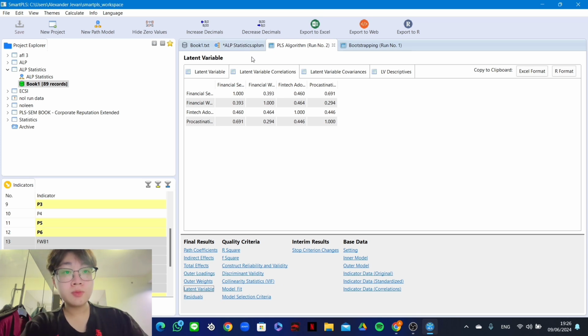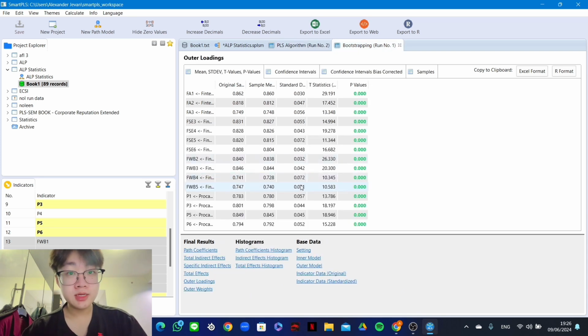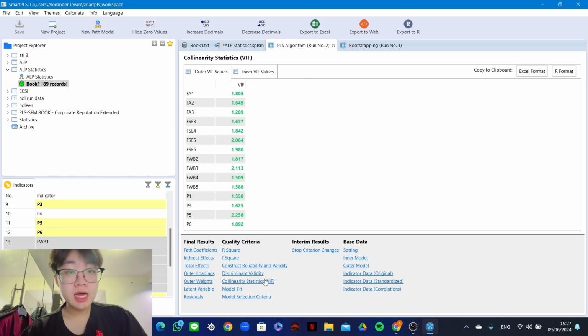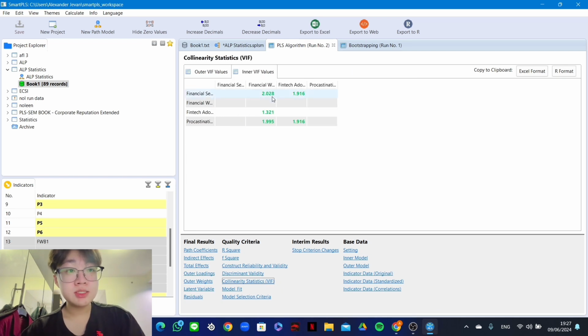Next, after doing the outer model, we need to conduct the inner model test. So the first one, we need to analyze the inner collinearity. Go to PLS algorithm again, go to collinearity statistics, and see directly the inner VIF. If the VIF is less than 5, that means there's no multicollinearity. From the data, all the variables are less than 5, so there are no multicollinearity issues.